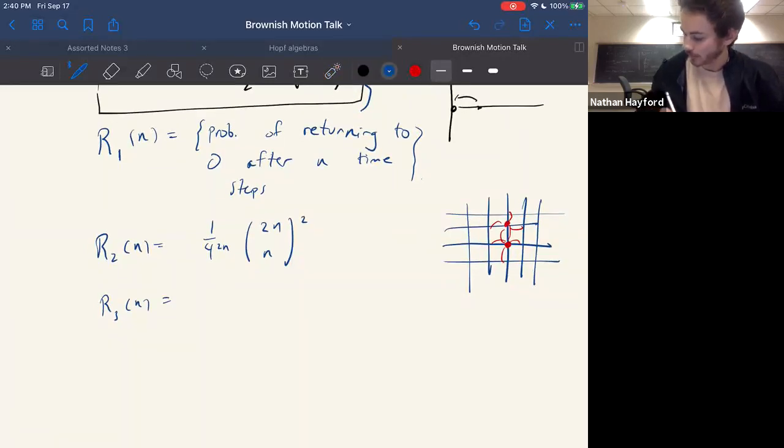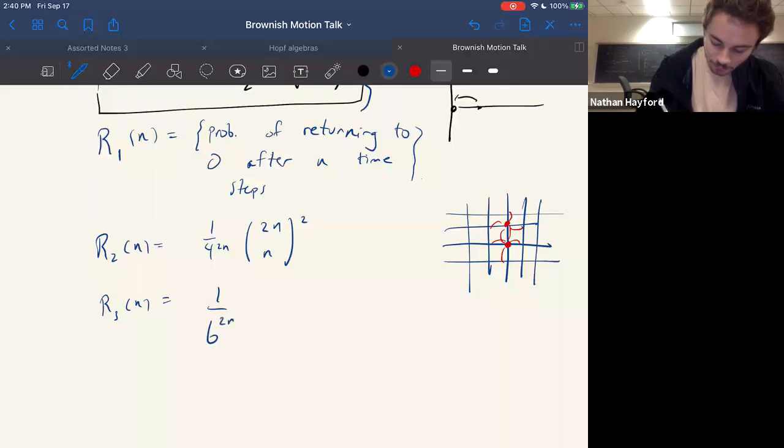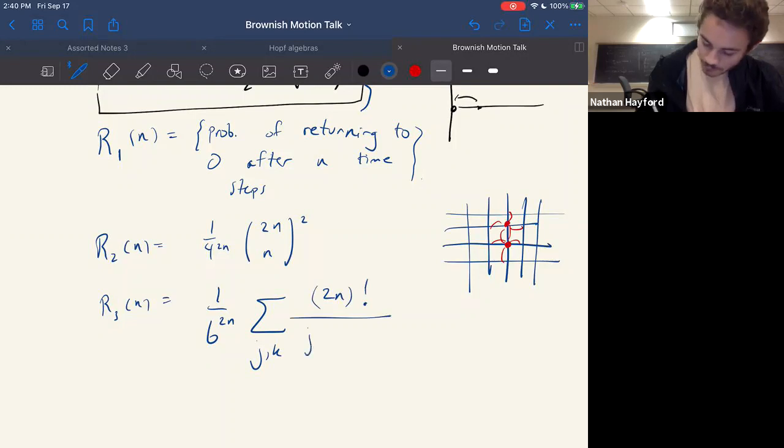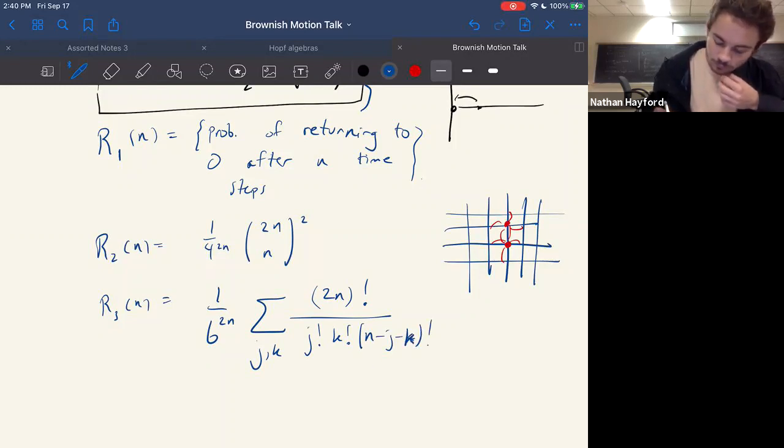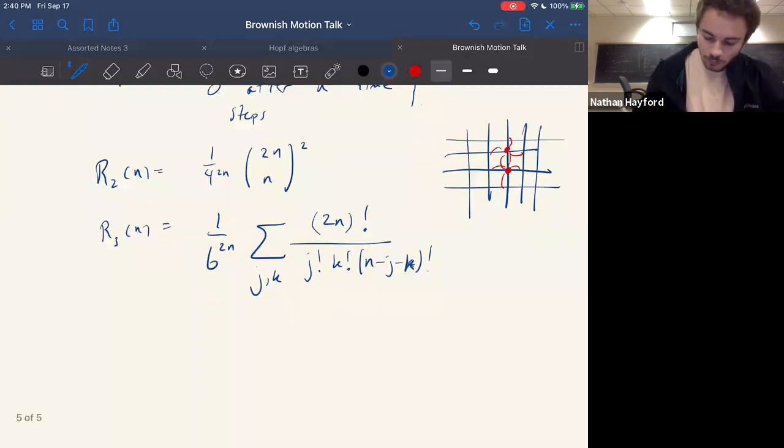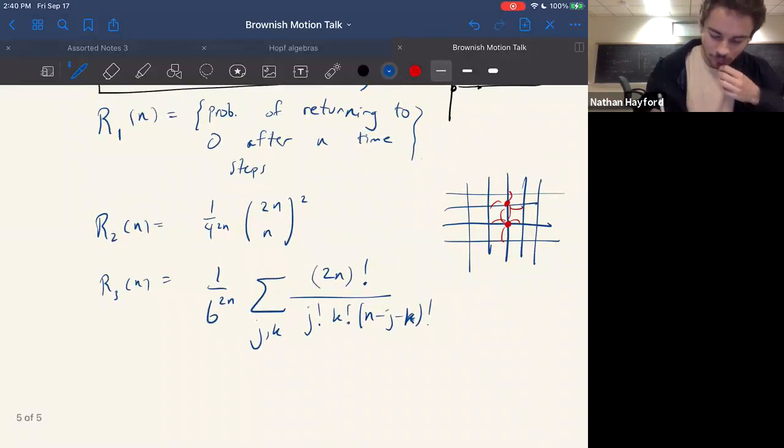So let me write what the one in 3 dimensions actually looks like. The coefficient out front is the same, 1 over 6 to the 2n, but the actual expression is a little bit different. It's going to be the sum over j and k from 0 to n of 2n factorial over j factorial, k factorial, n minus j minus k factorial. Sorry, j plus k is equal to n is the sum. So it's not the square of this one, but maybe we can actually answer questions about return probabilities now.